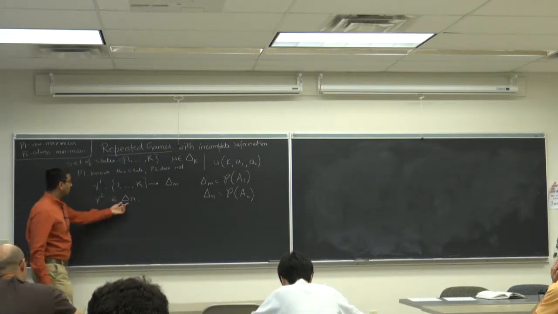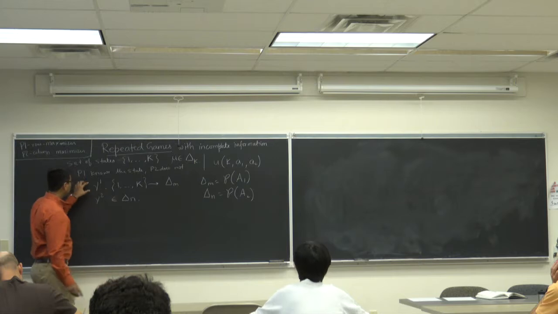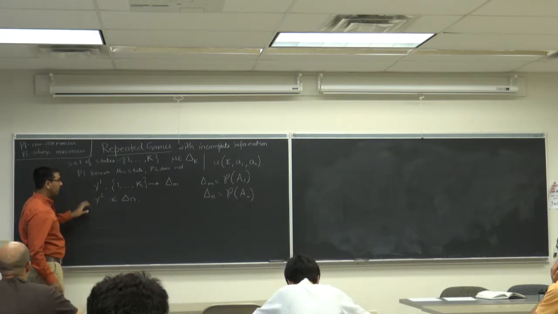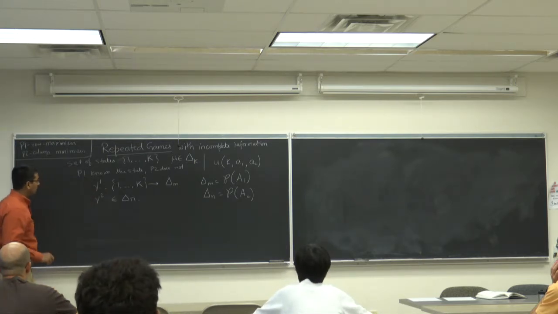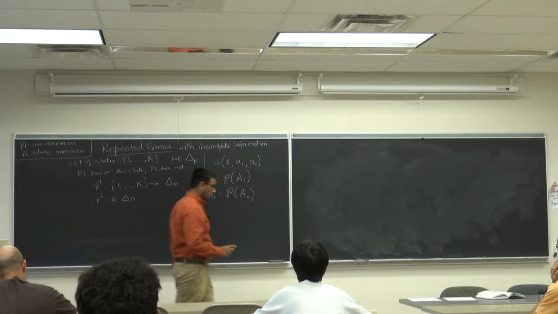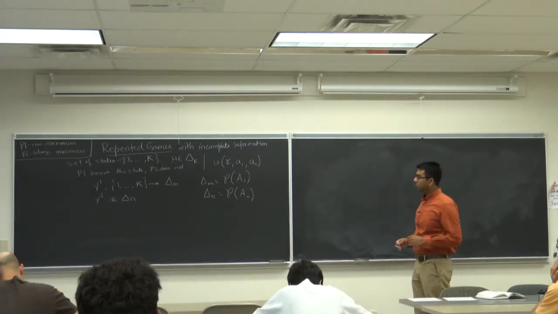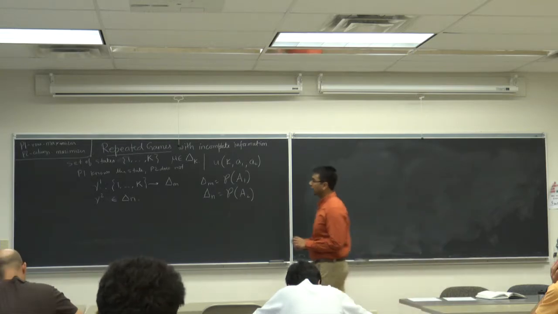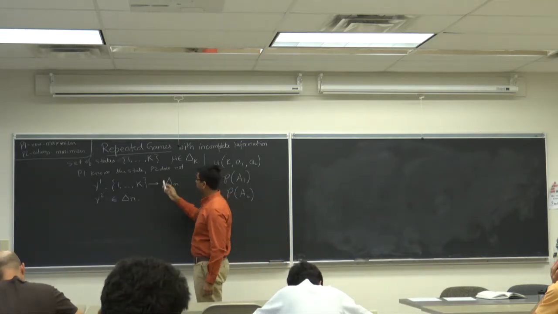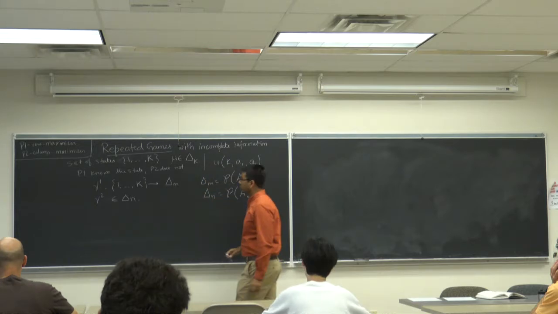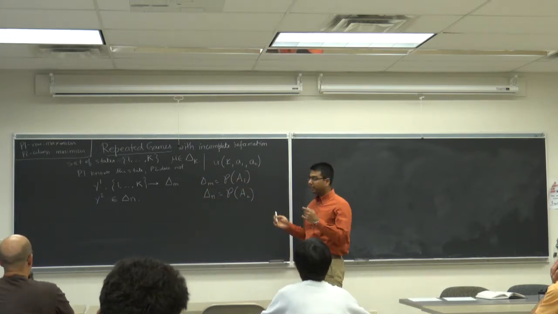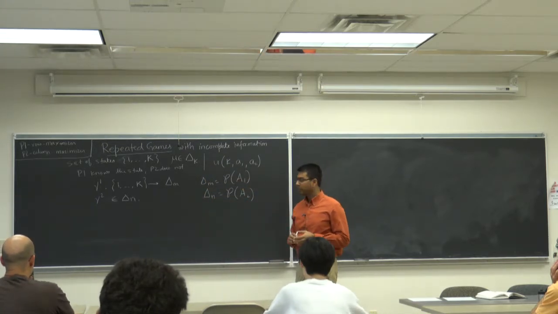Okay, so you can think of gamma 1 as a matrix, whereas gamma 2 is a vector. So I'm considering a static game, so there is no dynamic so far. Player 1 knows the state, player 2 does not, and the set of states is 1 to K. Okay, finite, it's completely a finite game.